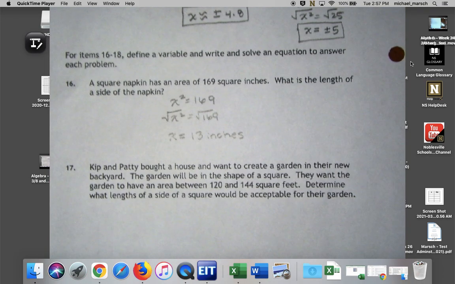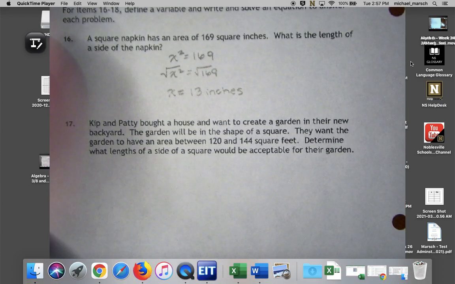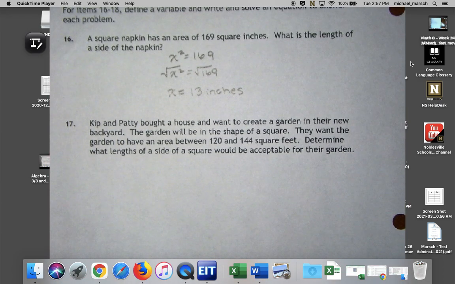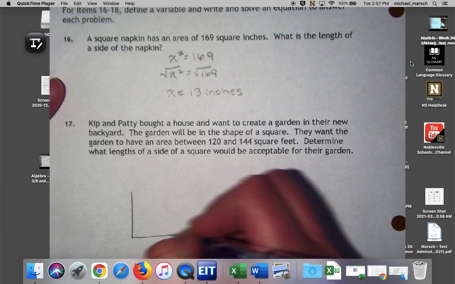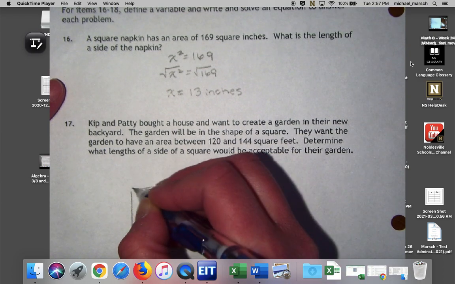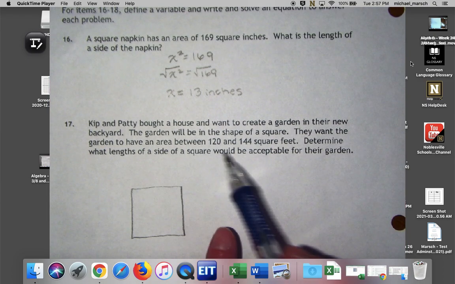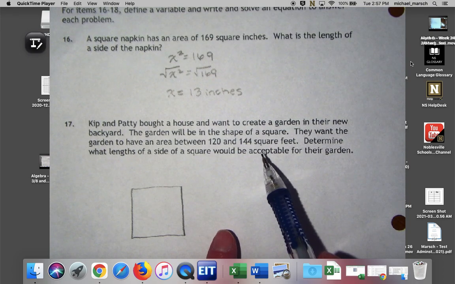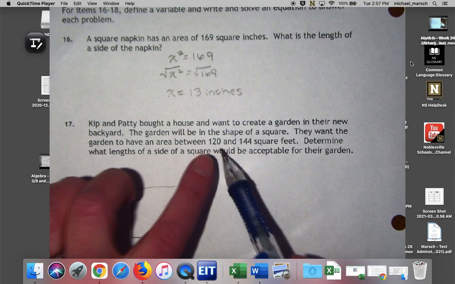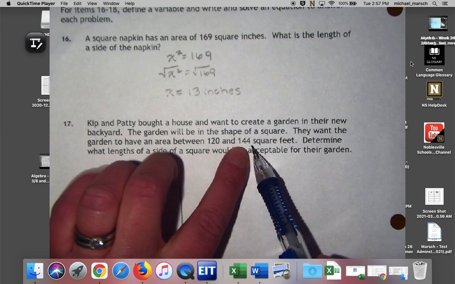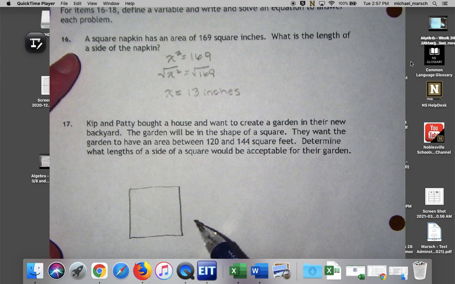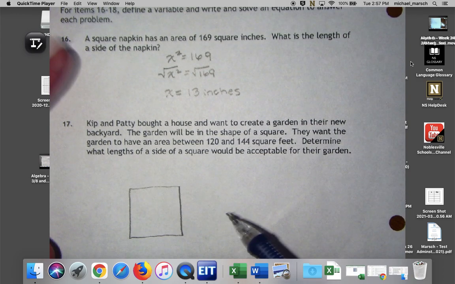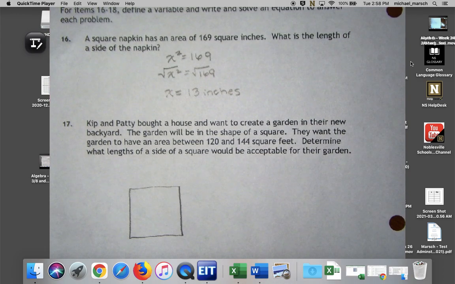Okay, last one. We have Kip and Patty. They want to create a garden in their new backyard. It's going to be a square, so that's nice. And they want the area to be between 120 and 144 square feet. So it can't be 120, it can't be 144. What number can we square and get somewhere between 120 and 144 feet?